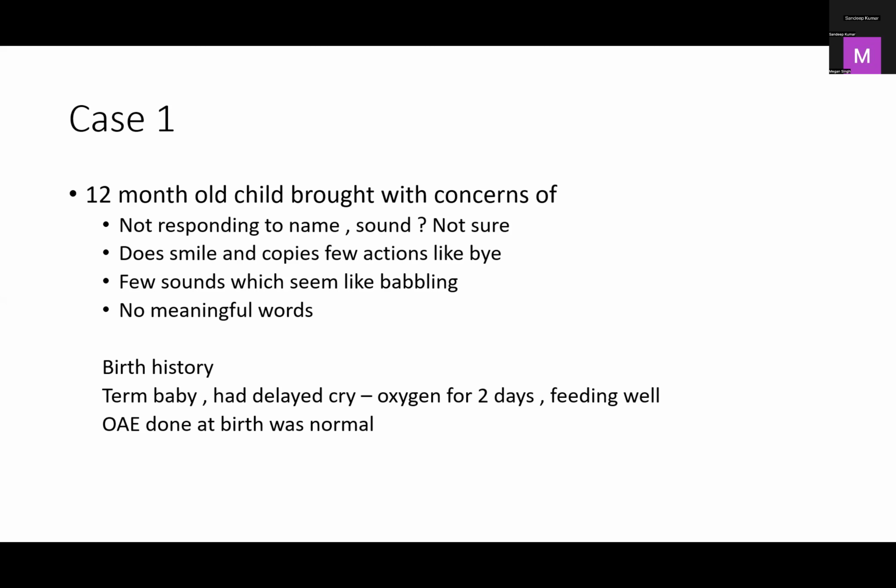In the birth history, the child was a term baby who had a delayed cry and required oxygen for 2 days. After that, all was well, feeding well. And the OAE was done, which is done in most of the hospitals now in our city, and it was normal at birth.